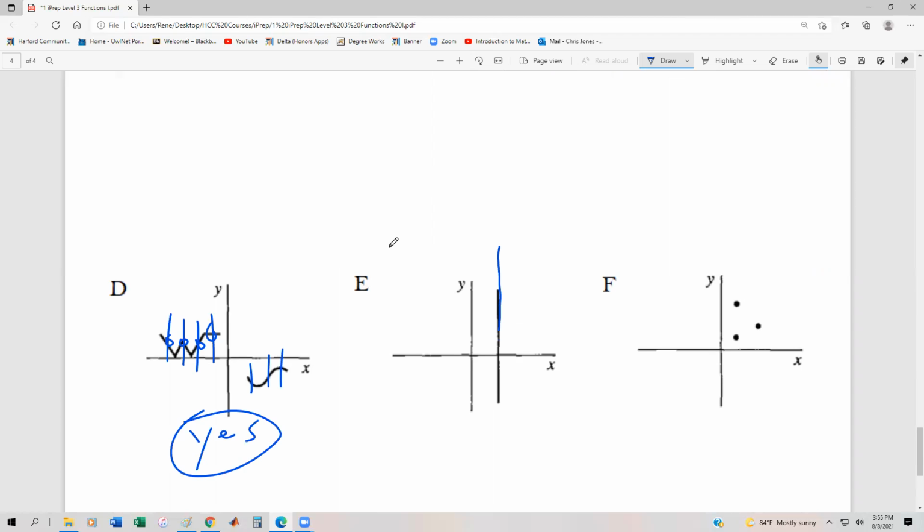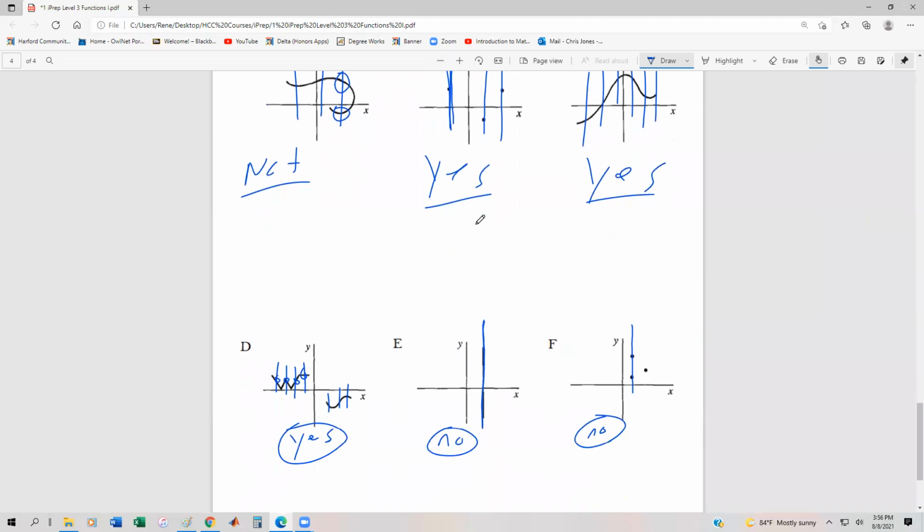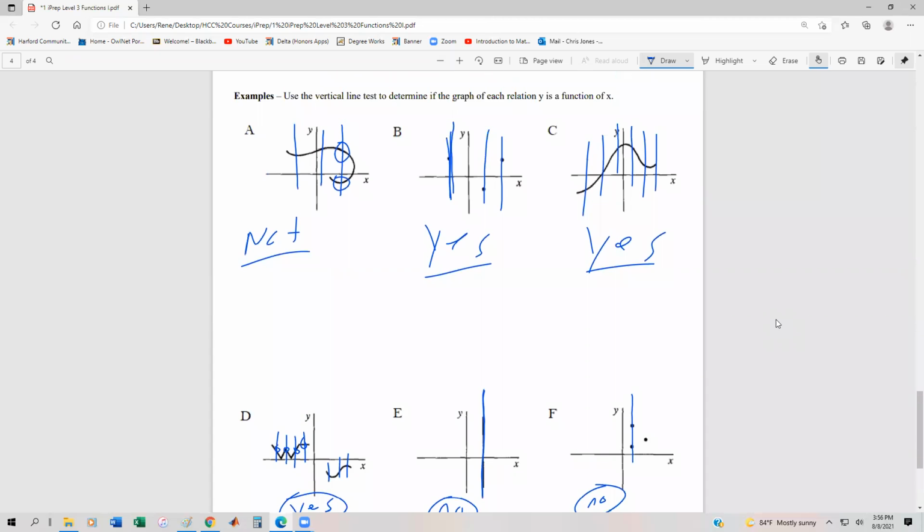Now over here, if I draw a vertical line through the vertical line, it intersects at every spot. So that's not, and then over here, if I draw a vertical line, it passes through 2 points. So no, that is not a function. All right, so that's the vertical line test if you have the graph of a relation to determine if that relation is a function or not. All right, so hopefully this helps you to understand a little bit about the basics of functions, or if you already knew this, to kind of revisit those sorts of things.